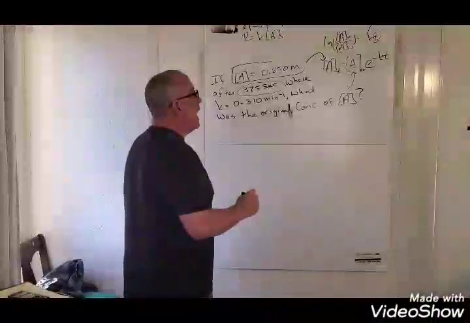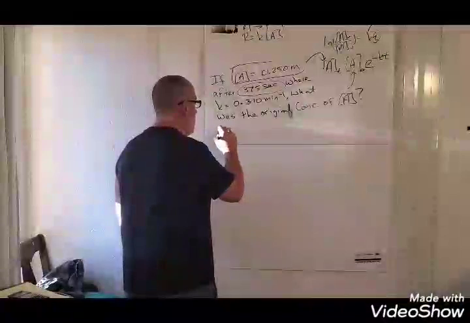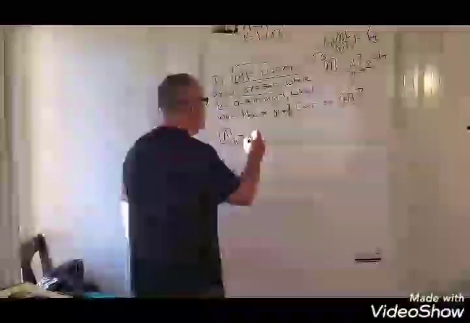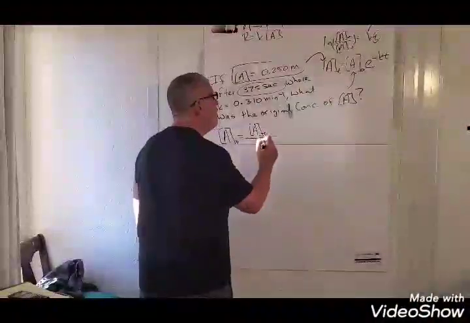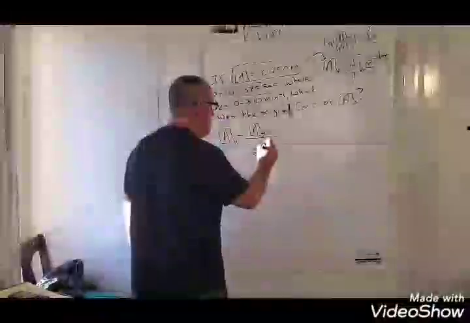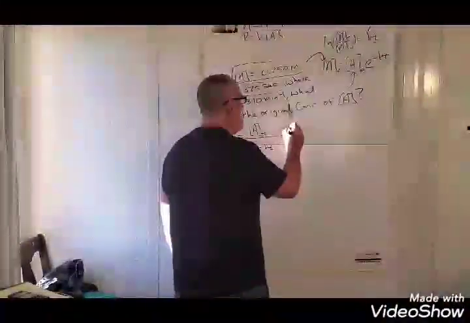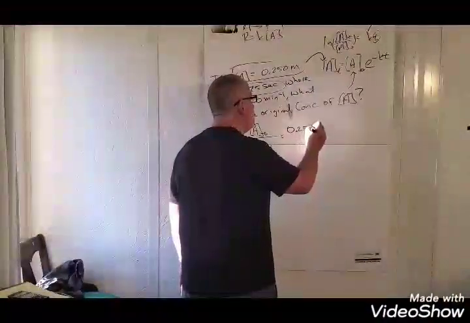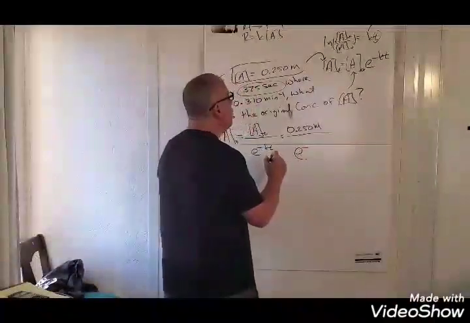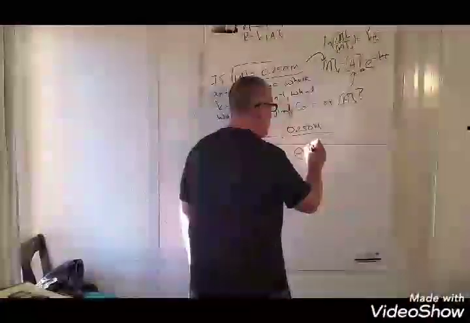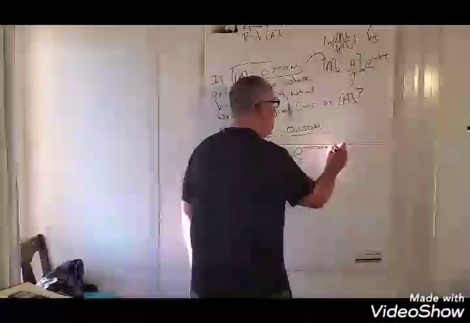So if I rearrange the algebra, I'm going to end up with A naught is equal to A_t divided by e to the minus kt. A at time t is 0.250 molarity. Then I'm going to have e to the minus, and what was k? 0.310 minutes to the minus 1.